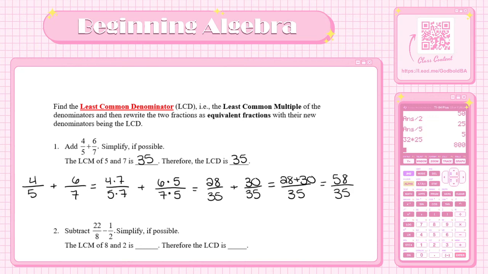And 58, is that divisible by either 5 or 7? It's not divisible by 5, and it's not divisible by 7, so it won't simplify any further. Okay, let's try it again.